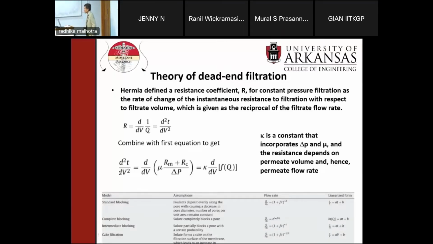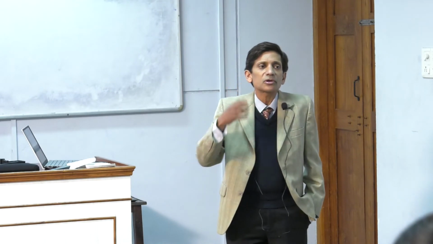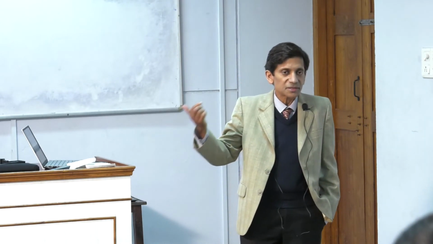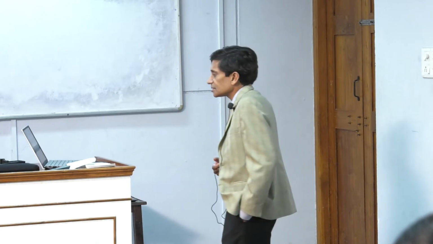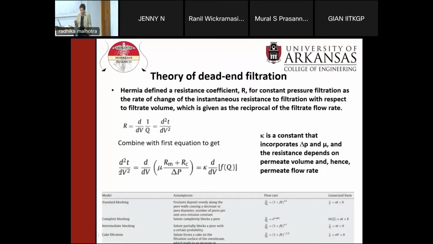And so we can then come up with these equations. Somebody called Hermia defined the resistance coefficient. Mathematically, it's given by this, but it's just a mathematical derivation that shows that all of these blocking models come from Darcy's equation and the Hagen-Poiseuille equation. So perhaps the important things are this.